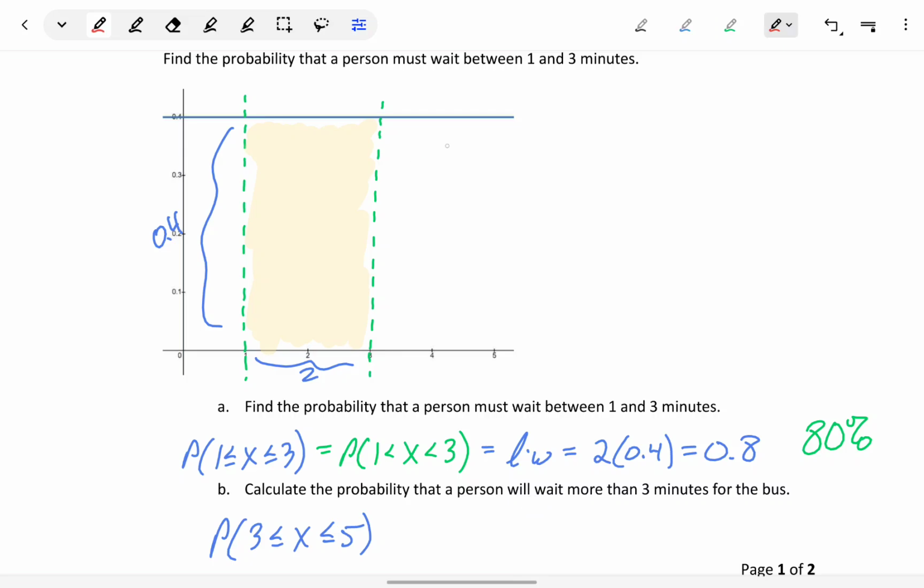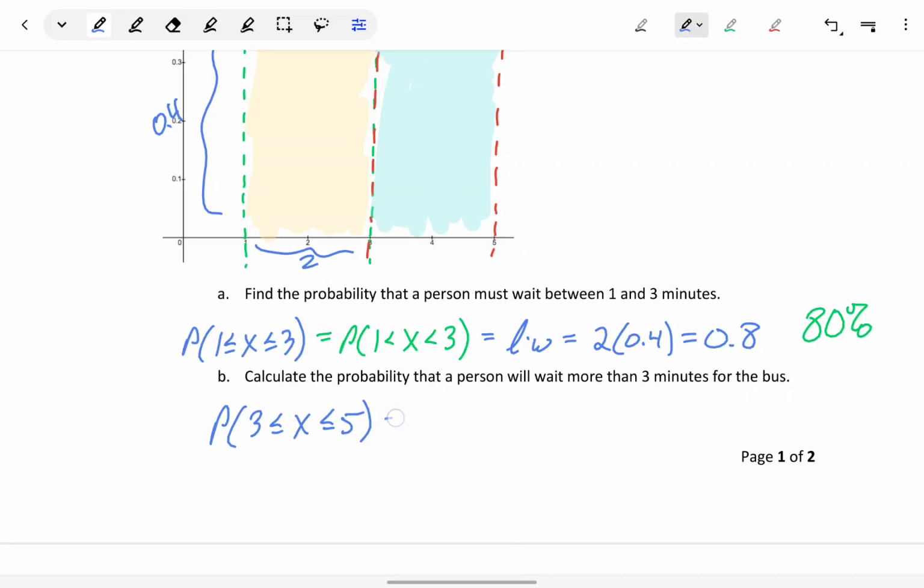And now we're looking at calculating a different area, in this case between x equals 3 and x equals 5. We're still looking to calculate that area between the curve and the x-axis, or between that straight line and the x-axis, bounded between these two regions. We still end up with a rectangular region, so we would find the length times width, which again is 2 times 0.4, or 0.8, which is 80%.